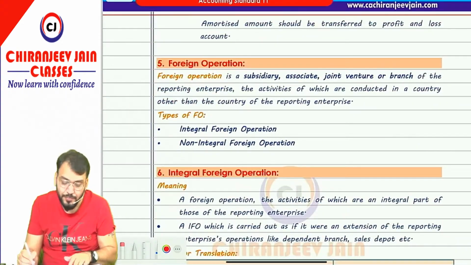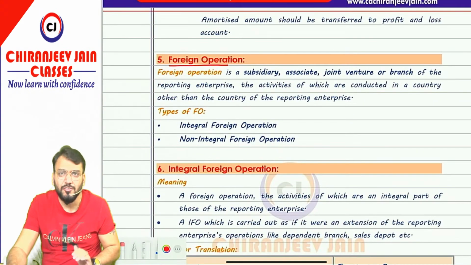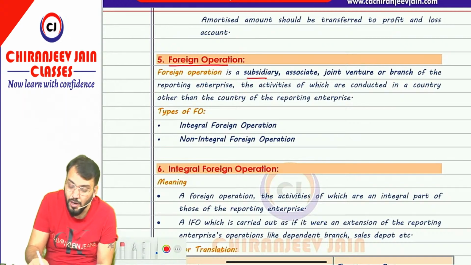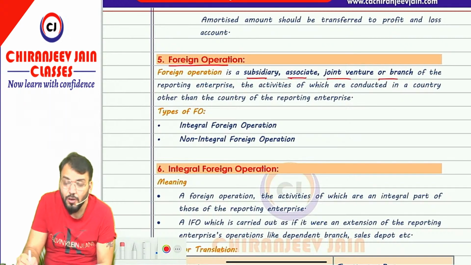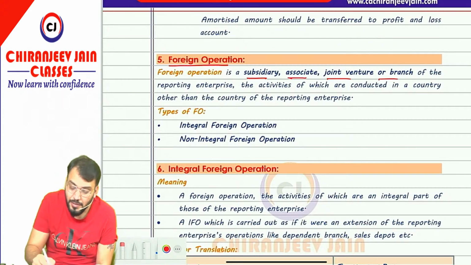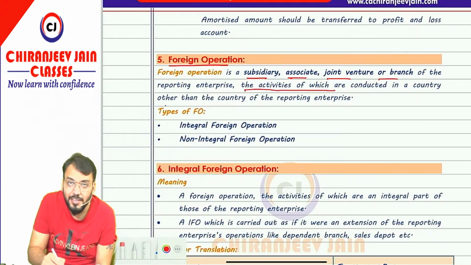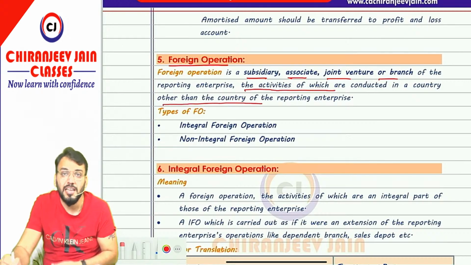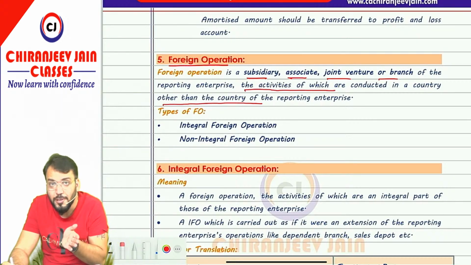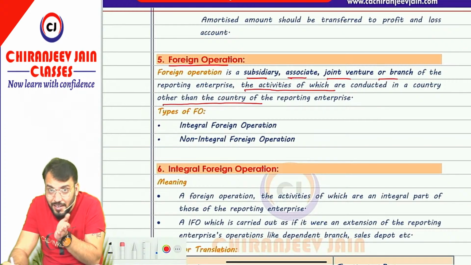Now come to the next point. Foreign operation. Foreign operation will also be covered in one chapter, that is branch. In that we will do foreign branch. Whenever there is a foreign operation, it can be in the form of a subsidiary, associate, joint venture or branch of the reporting entity. Means any foreign subsidiary, foreign associate, foreign joint venture, or foreign branch. The activities of which are conducted in a country other than the country of the reporting entity, means the head office or parent company or investor will be in India, but this foreign operation will be in a country other than India. Okay.